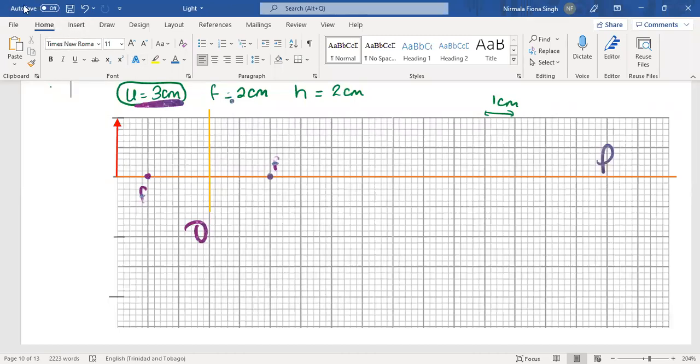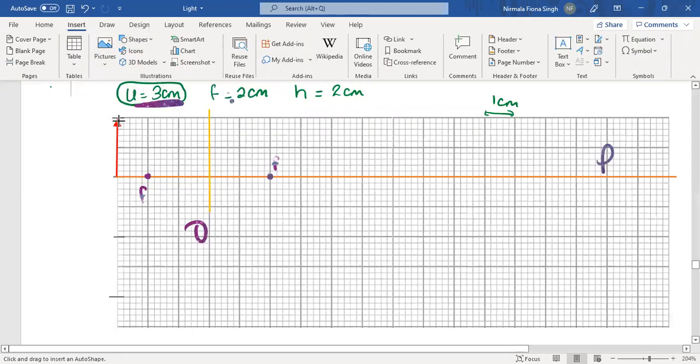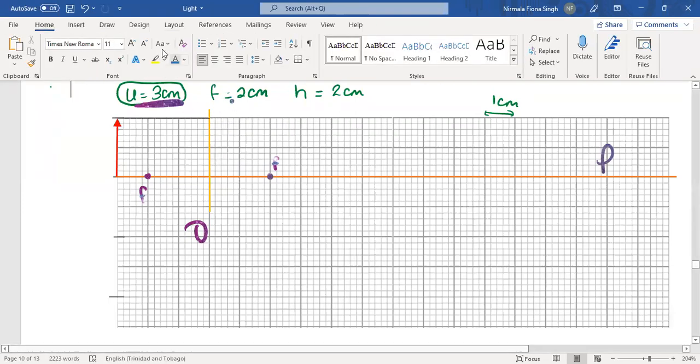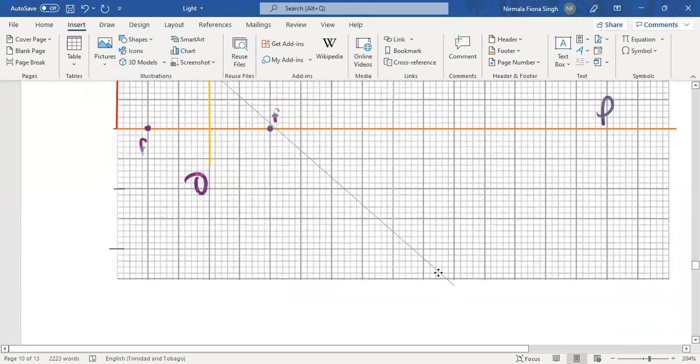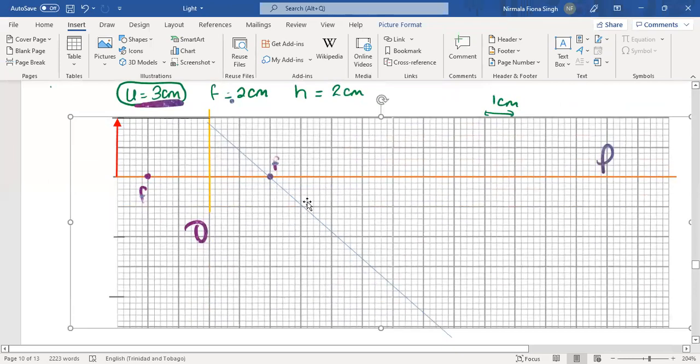Let's draw our lines. First line that we have to draw: we're going to draw from the very top of our object, parallel to our principal axis, to the lens. And then we're going to take this line and make it pass through the principal focus. So we go from the optical axis, and we draw as far as we can while passing through our principal focus. So that's our first line.